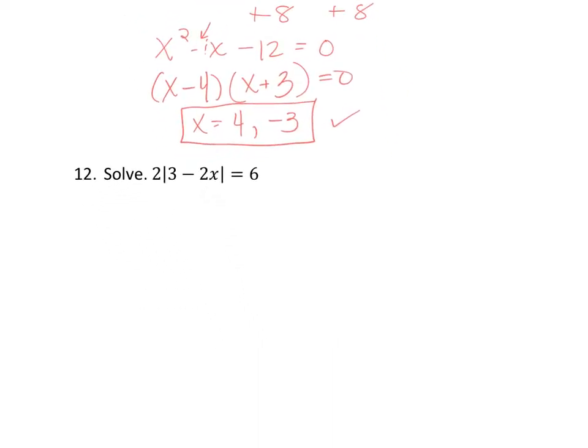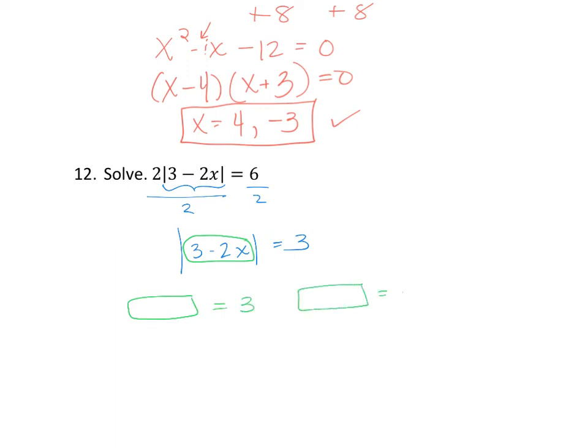For number 12, this is an absolute value equation. We want to get the absolute value alone. So 2 is being multiplied. We'll divide both sides by 2. The absolute value of 3 minus 2x is equal to 3. So now that means this blob inside could be equal to 3, because the absolute value of 3 is 3, or it could be equal to negative 3, because the absolute value of negative 3 is 3. So again, that blob was that 3 minus 2x. So we need to solve that.